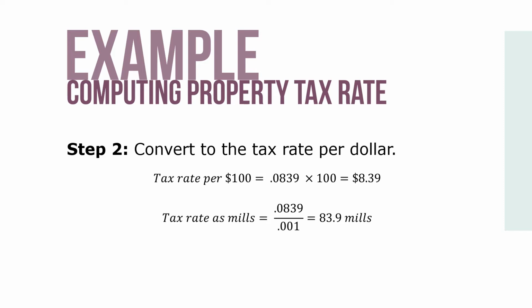Step 2. Convert the tax rate per dollar. Tax rate per $100 is 0.0839 times 100, or $8.39. The tax rate as mils is 0.0839 over 0.001, which equals 83.9 mils.